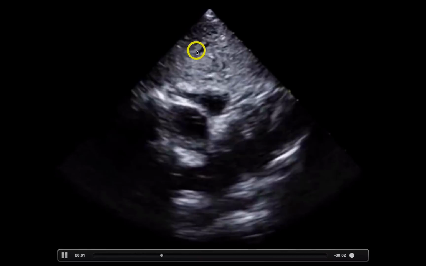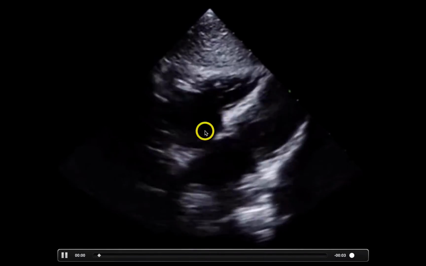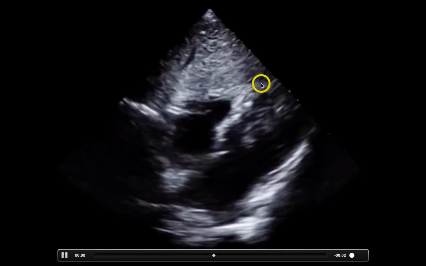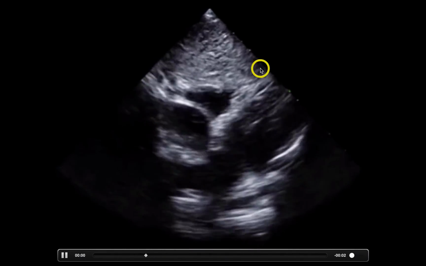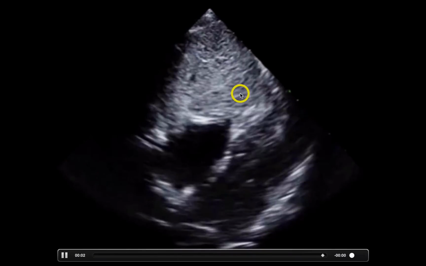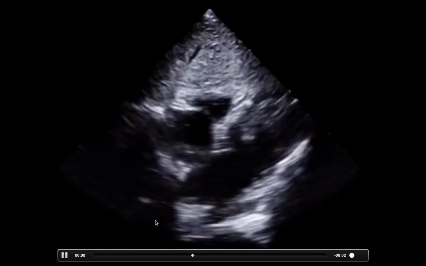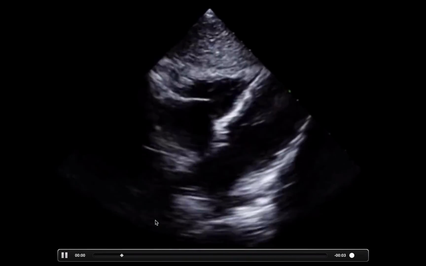So here's that ultrasound image of the heart. We have the liver over here. We have the right side of the heart over here, left side of the heart over here. And you're looking for basically any hypoechoic or black or dark strip in between the heart and the liver, the heart and any of the other surrounding structures.